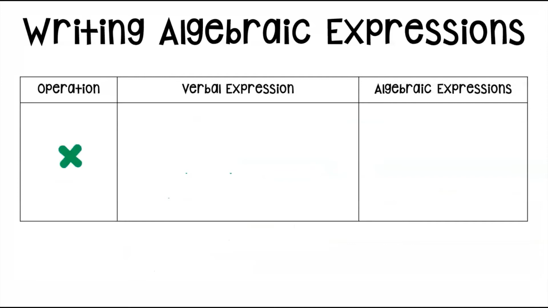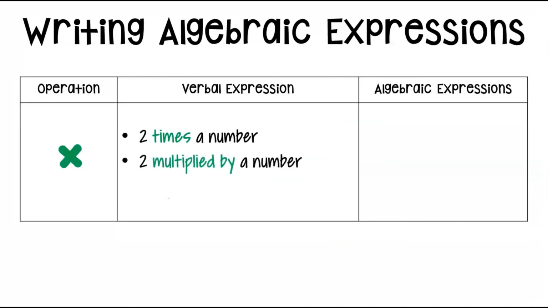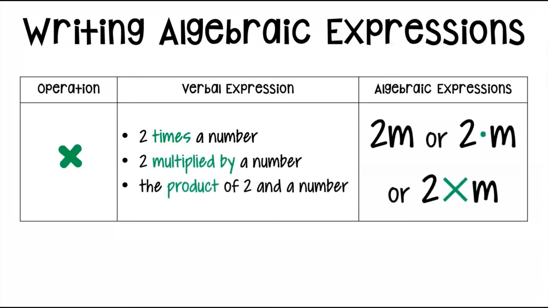All right, when we're working in multiplication, you might see things like 2 times a number, 2 multiplied by a number, or the product of 2 and a number. All of them translate to the same thing. Now we could write it in different ways. 2m is the same thing as 2 times m. 2·m is the same thing as 2 times m, or 2×m is the same as 2 times m. You'll most likely see it written 2m in this case.